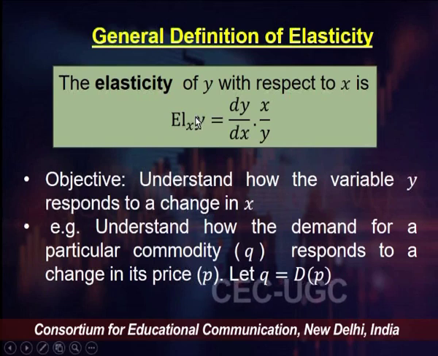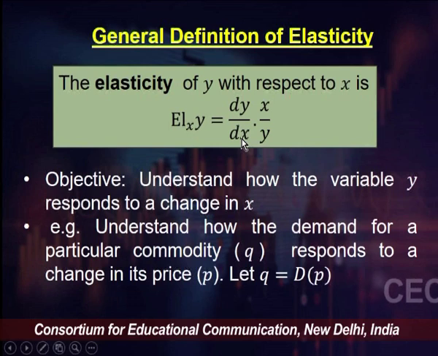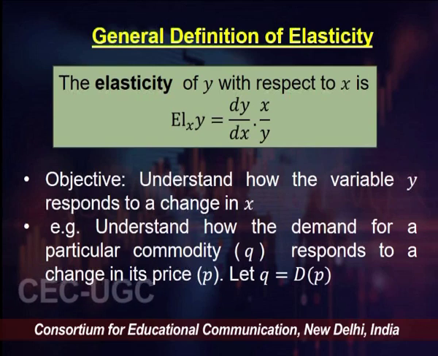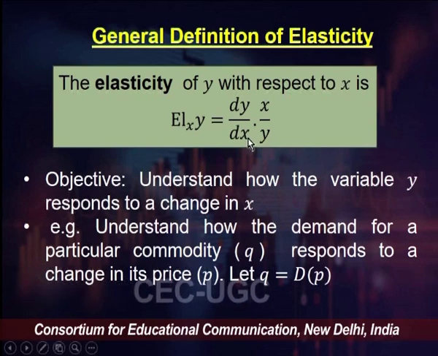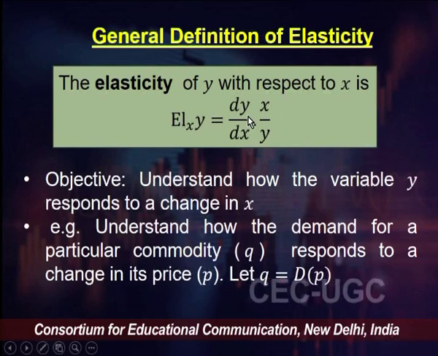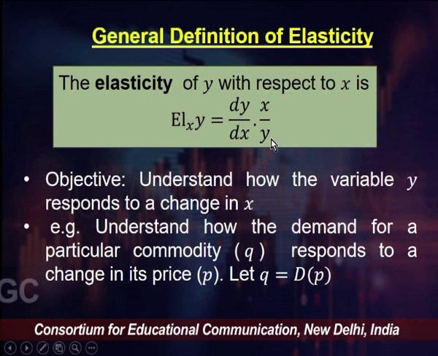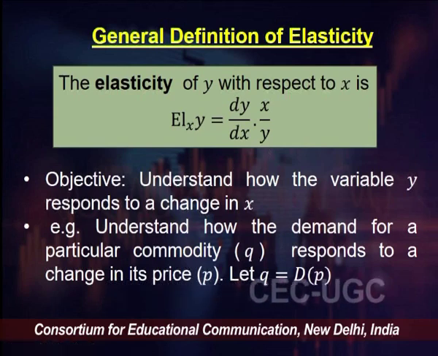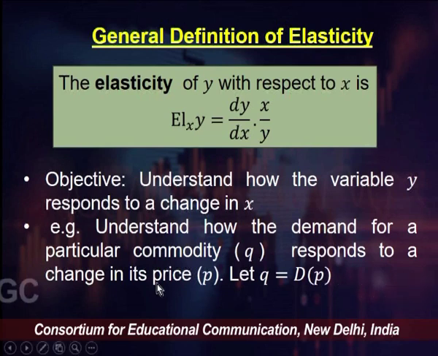So, when I take the elasticity of y with respect to x, I first take the derivative dy by dx, the derivative of y with respect to x, and then multiply by the ratio of the variables in the reverse order. So, I have x by y with which I multiply dy by dx. So, this is the elasticity of y with respect to x, and this is a general definition of elasticity. Now, let us give it some perspective.